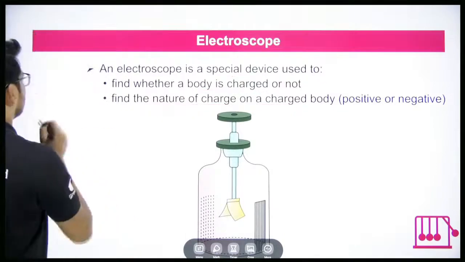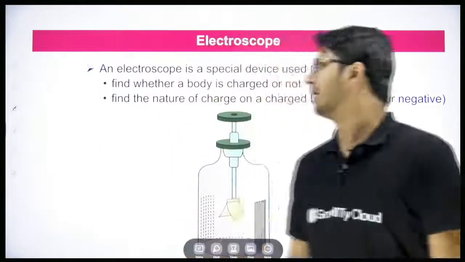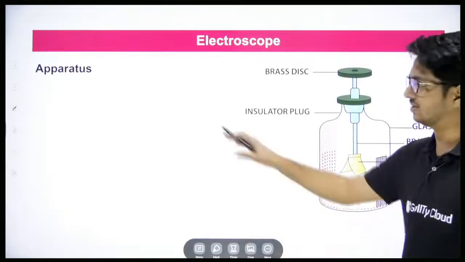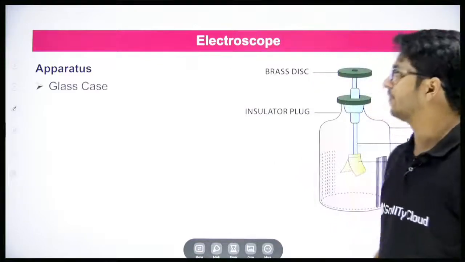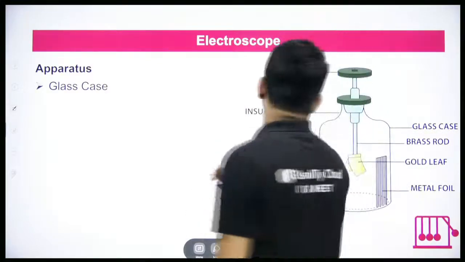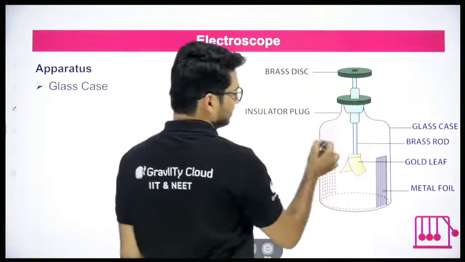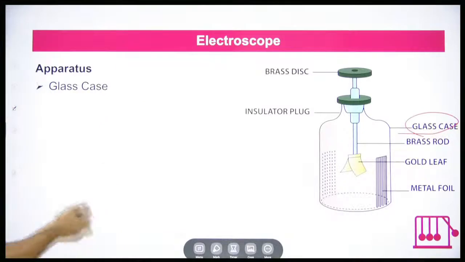Okay, so how it works, and what do we need to make an electroscope? We'll look into that. First is the apparatus. What do we need to make an electroscope? First of all, we need a glass case. You can see the image here, this is the glass case. You can think of it as a glass bottle.